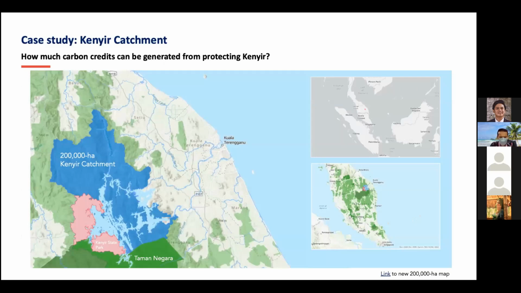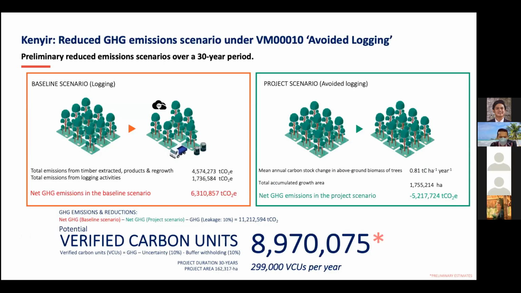So for Kenyir, how much carbon credits can be generated? Jadi this now we did the measurement under this scenario. So we measured 11.2 million tons CO2 reduced emissions over 30 years, or 11.2 million juta reduced GHG release in the form of carbon over 30 years.